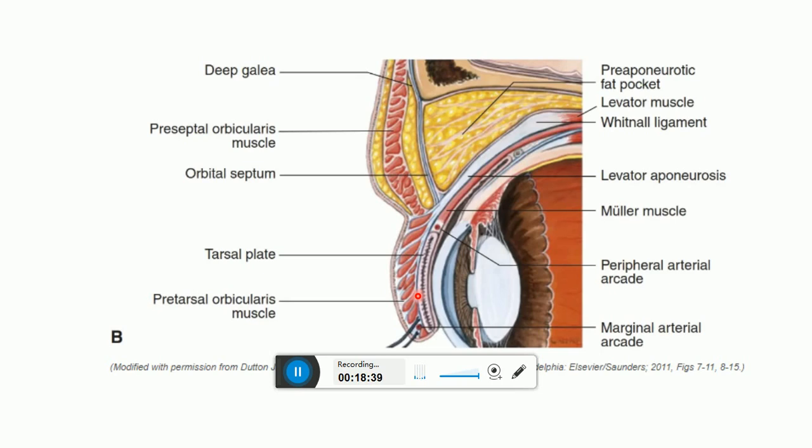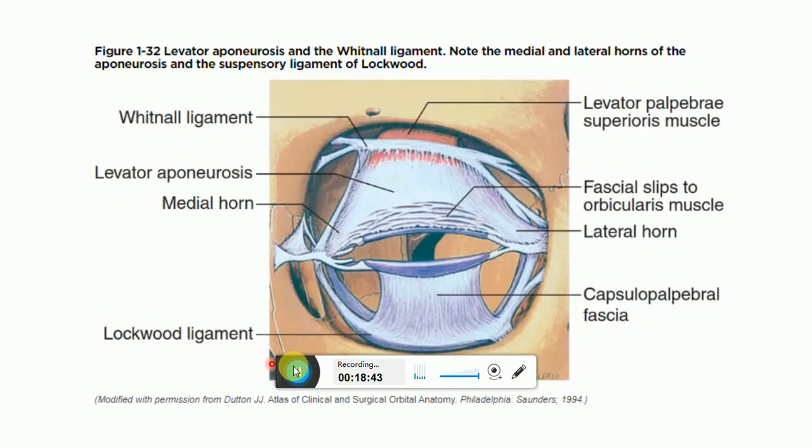The aponeurosis also inserts into the trochlea of the superior oblique muscle, and into a fibrous tissue bridging the supraorbital foramen or supraorbital notch.